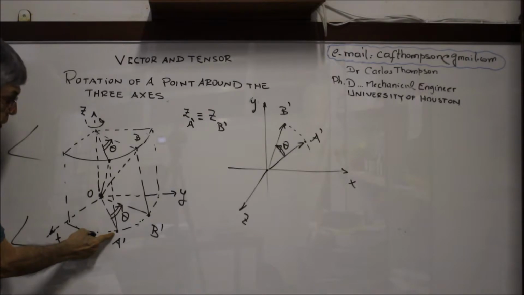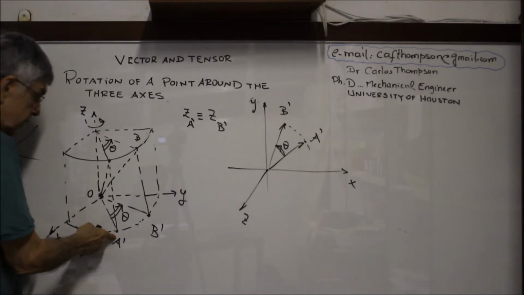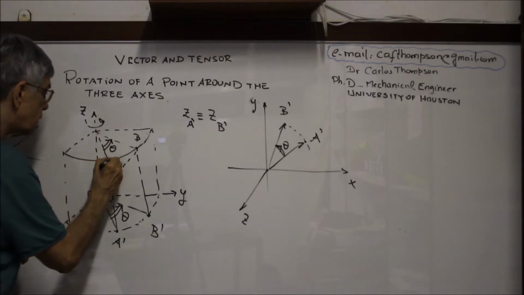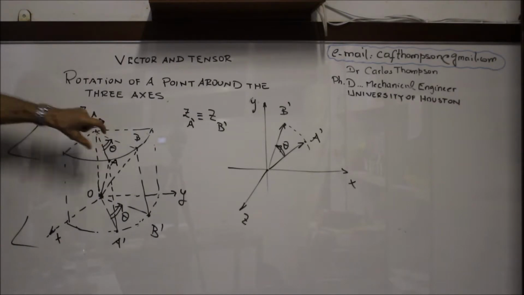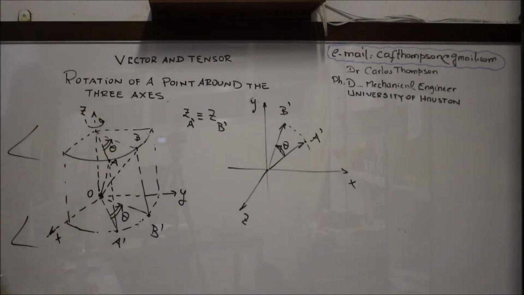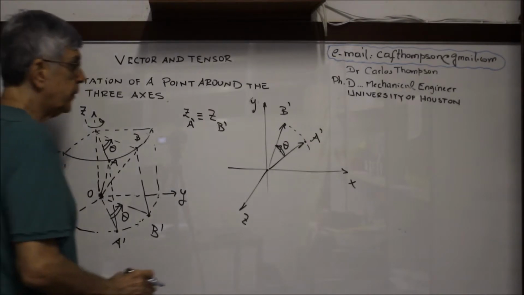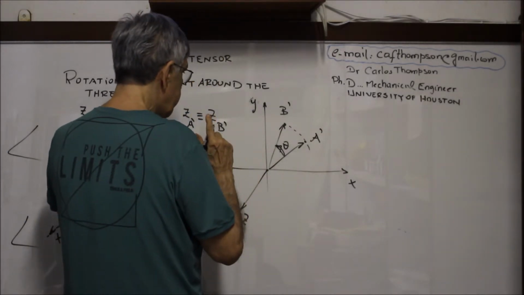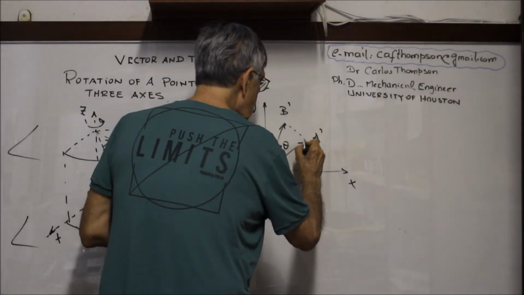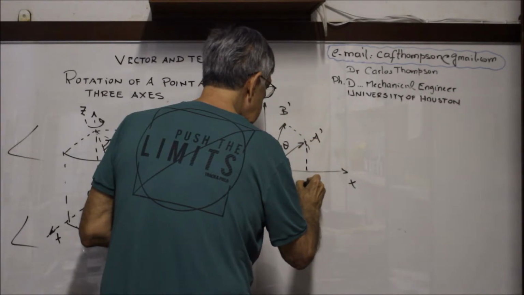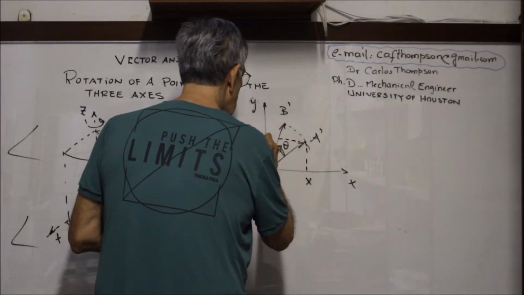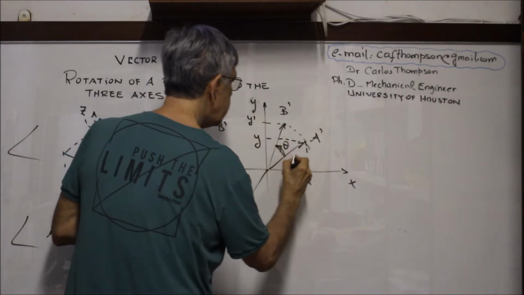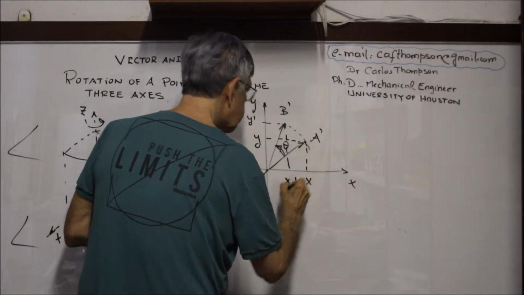So this point here lies on the plane XY. But I'm worried about A and B. That's my focus, A and B, not A prime and B prime. Now, as I said before, pay attention that I call this point here X and Y. This point B I call Y prime and X prime.